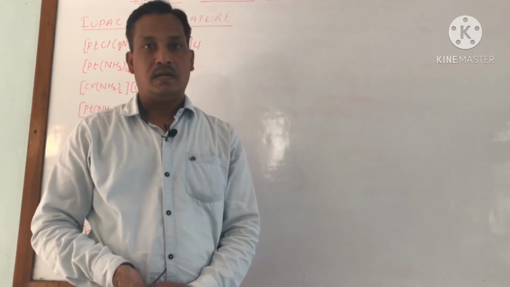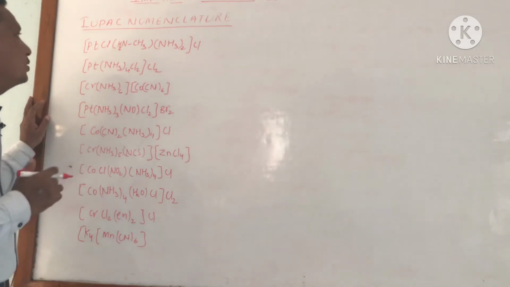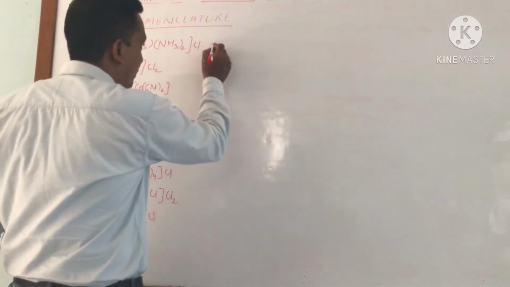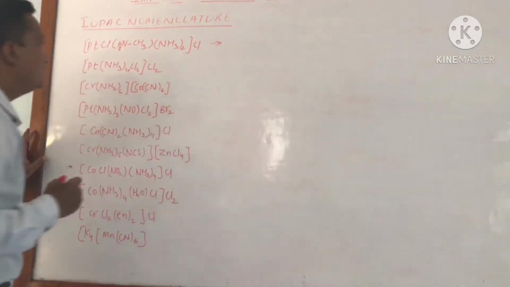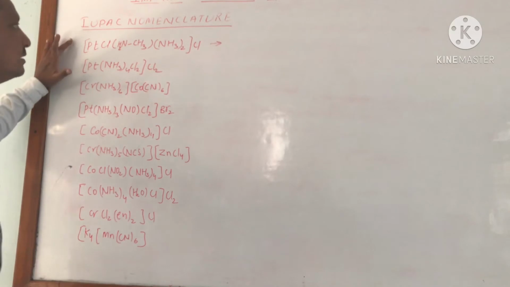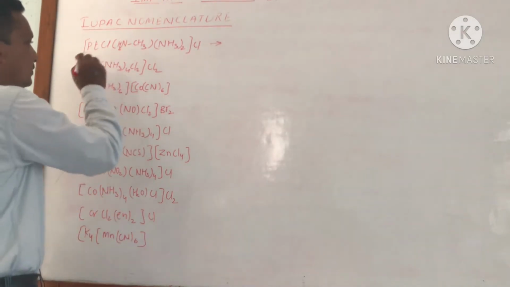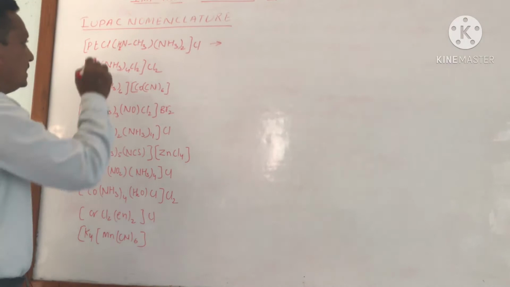This is coordination compounds. First of all, we are taking the IUPAC nomenclature of coordination compounds. First of all, this name is given: [Pt(Cl)(NH3)2(CH3NH2)]. So we are to name this compound. How we can name this compound, we will study in this class. First of all, we should know the names of these ligands.